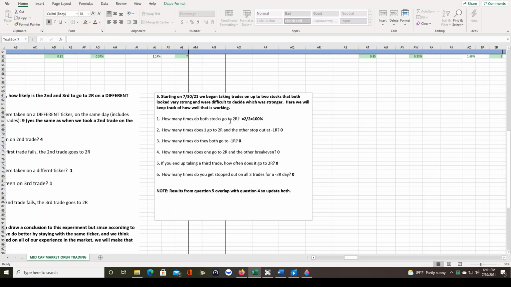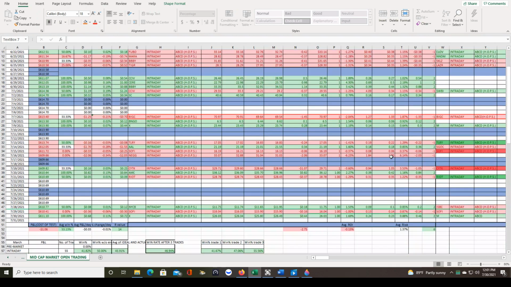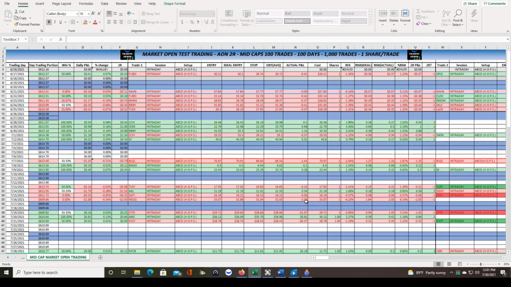So how many times do both stocks go to 2R? Today it was 2 out of 2 times. So obviously it's 100% win rate, but it's only a sample size of doing this twice and only on one single day. So again, this is the beginning of collecting this data and figuring out how often this type of scenario works out. So that's it. So that's the data and all of the questions that I've answered so far with this data, and still collecting that data and updating it on every single trade day.